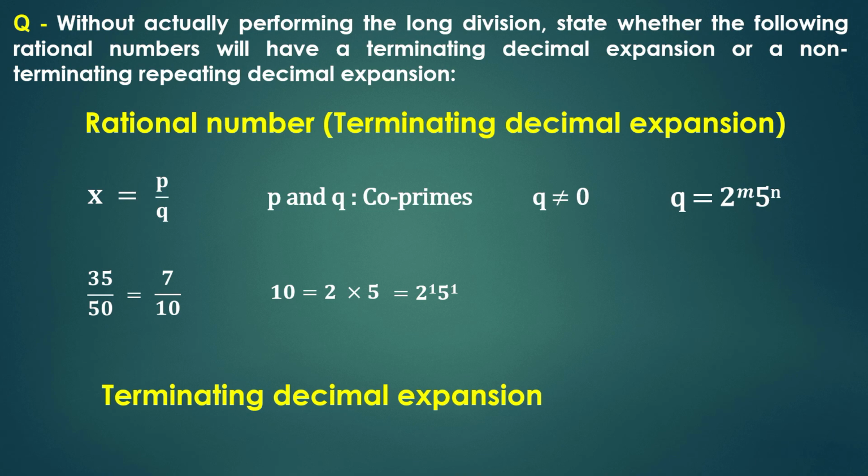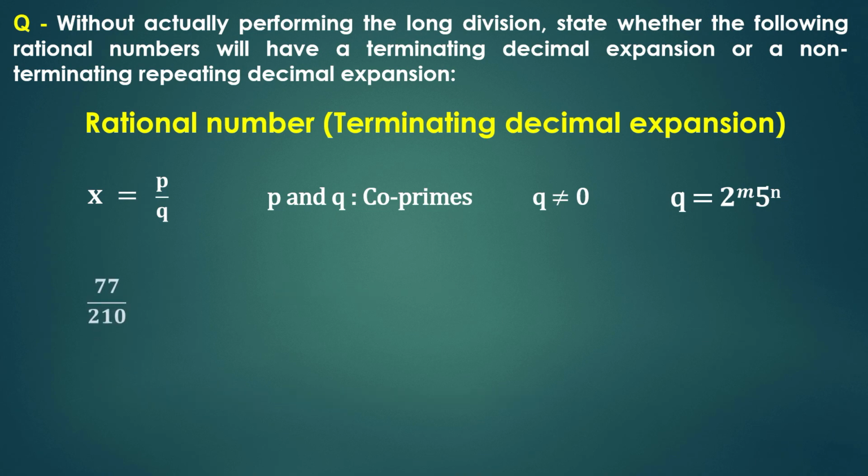Moving on to the next number, which is 77 by 210. 77 and 210 are not co-prime numbers because they have the common factor 7. So first, we must convert it into a fraction of co-prime numbers. We will divide the numerator and denominator by 7. So we will get 11 by 30.